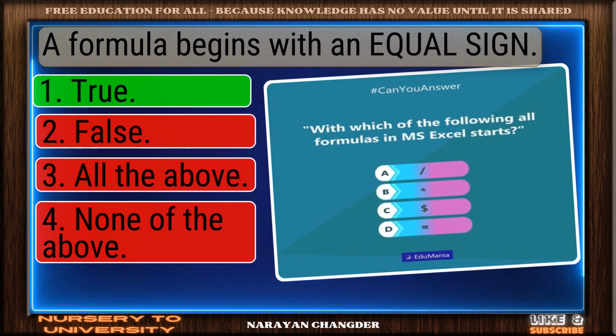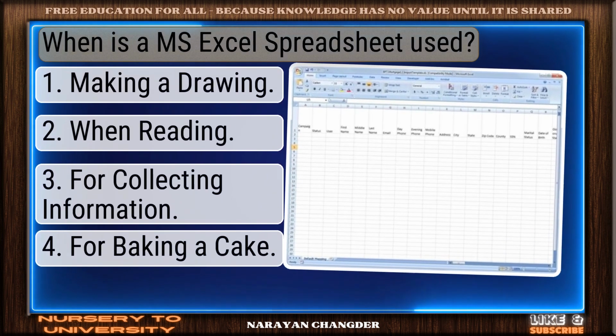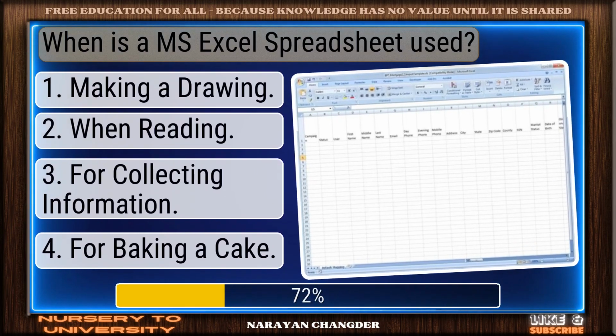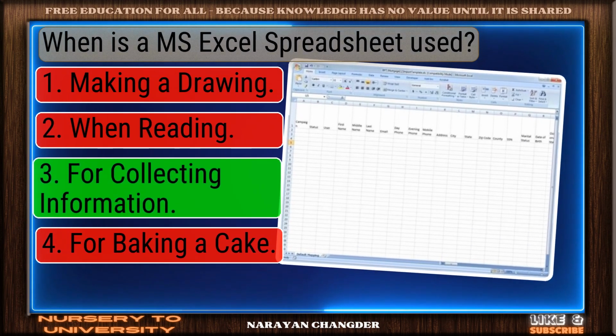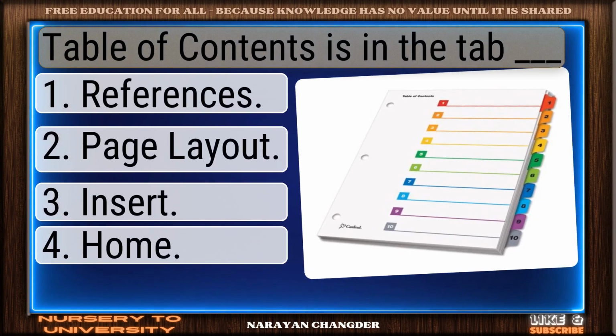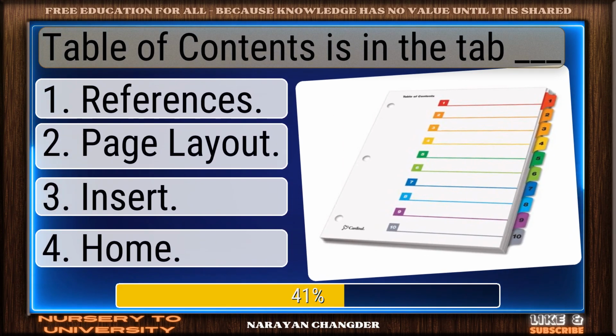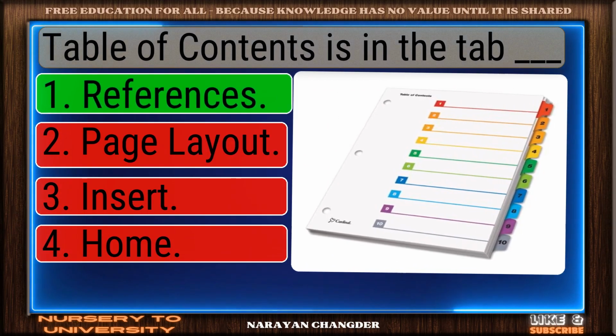Valid point. True is true. When is an MS Excel spreadsheet used? Right again. For collecting information is a valid answer. Table of contents is in the tab dash. On track. References is the correct answer.